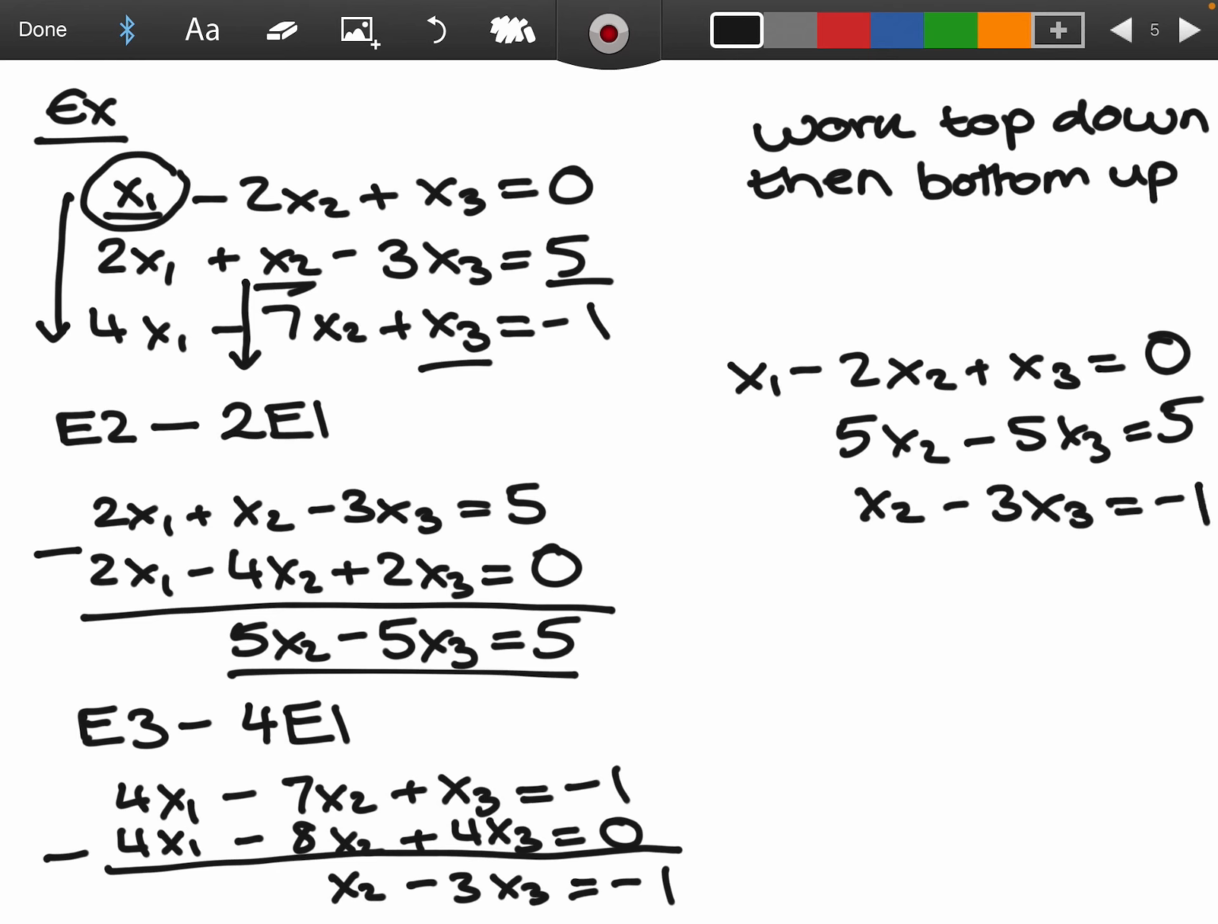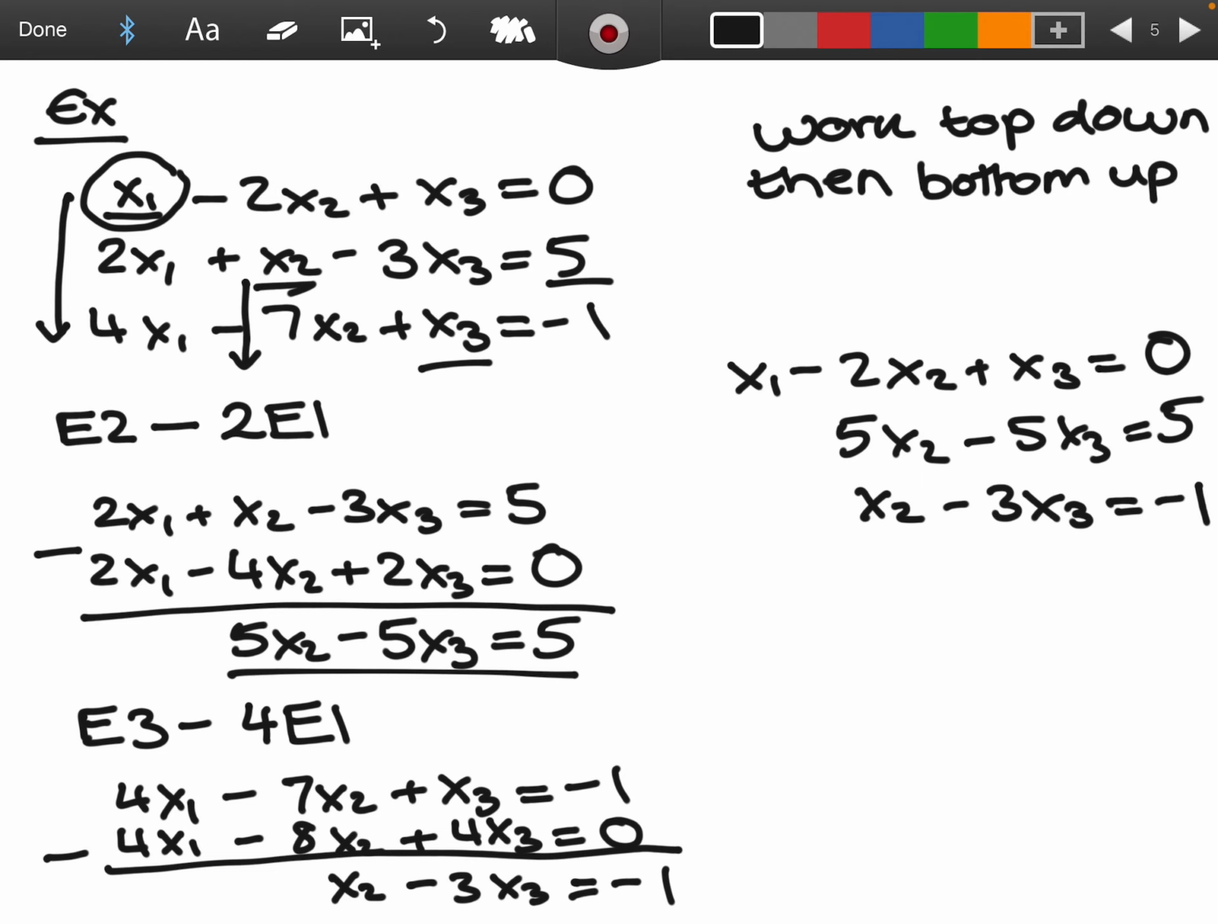Okay, so I've eliminated x1 from everywhere except for in my first equation. x1 now only exists in one equation. Now I need to eliminate x2 from my third equation. Remember, I'm working top down, so I'll eliminate this x2 later on. But right now I need to leave x2 in my second equation but eliminate it from my third equation.